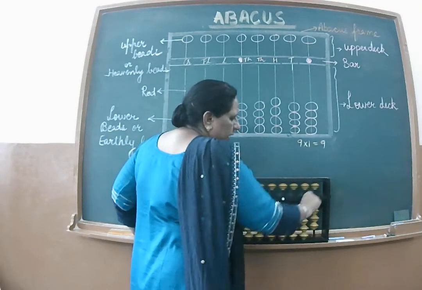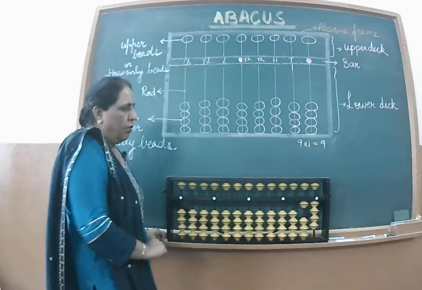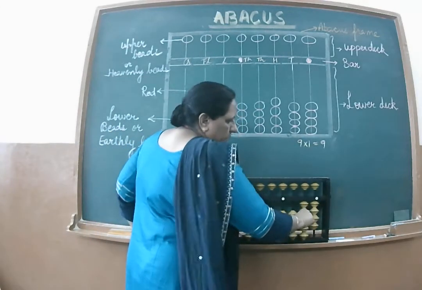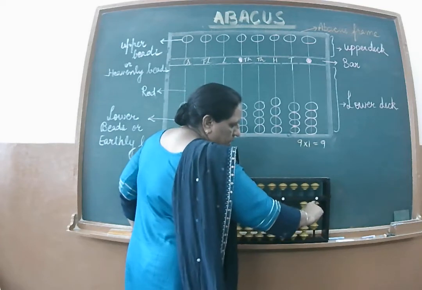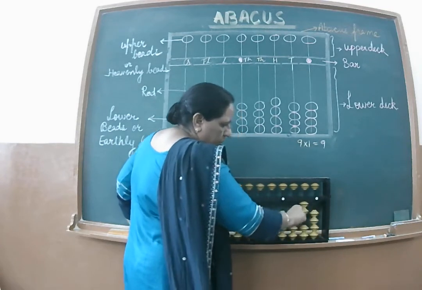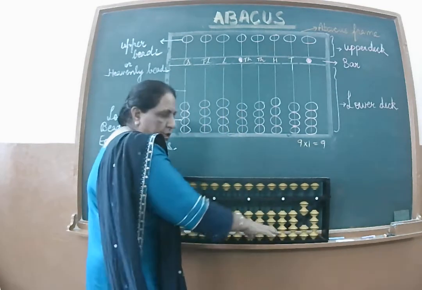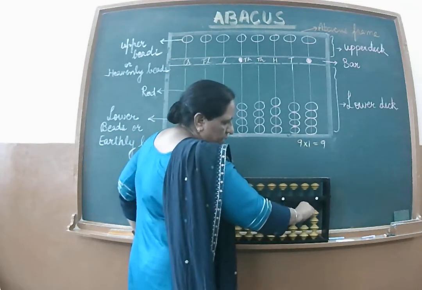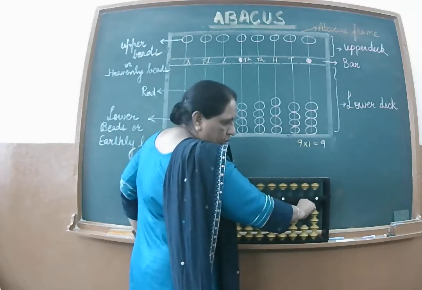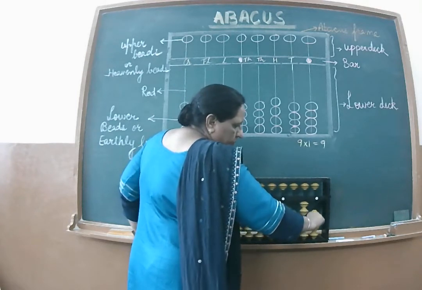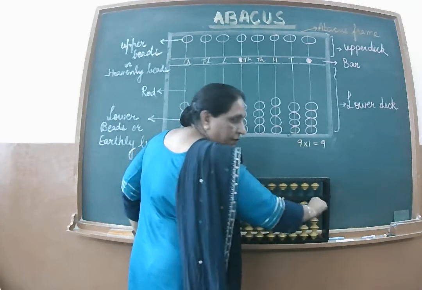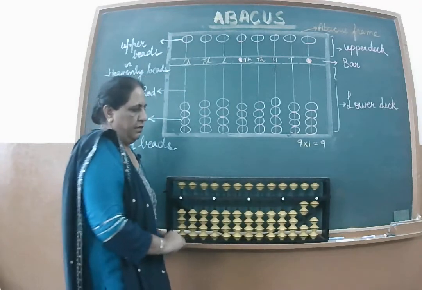If you want to write 20, what do you do beta? 2 into 10. At the tens place you will use these two beads, 2 into 10. Other beads should be down and these two beads should be there. Then 10, 10, 20. Okay beta. Then 20 plus 1, 21.